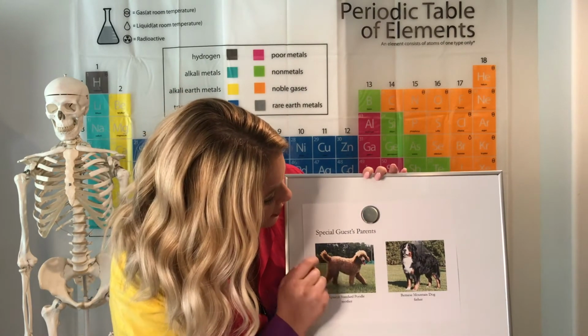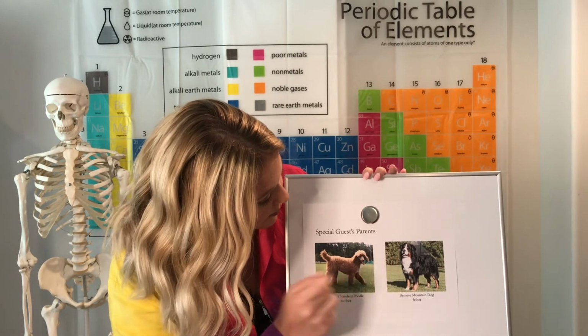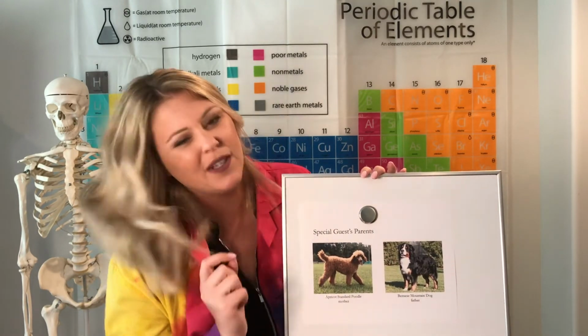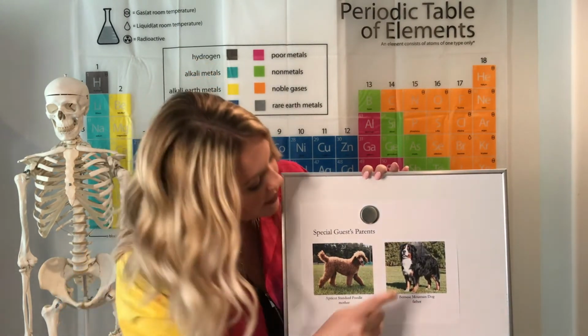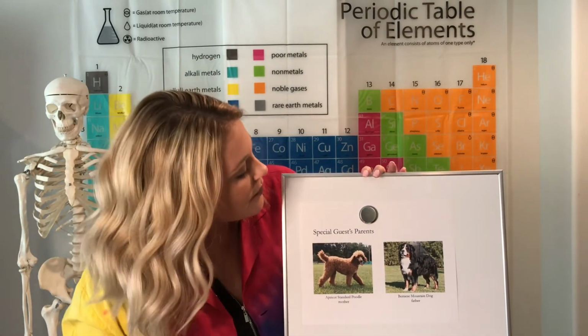You'll notice that the mouth is similar between the two dogs. The eyes, if you look really carefully, you'll notice the poodle's eyes look a little bit bigger than the Bernese Mountain Dog's. They're a little bit more set back.